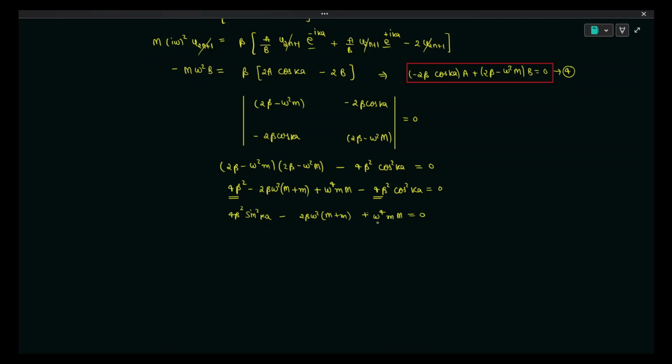So let's divide this equation by small m capital M. So what we will get is omega raised to power 4 minus 2 beta capital M plus small m divided by small m capital M omega square plus 4 beta square divided by small m capital M sine square ka equal to 0.